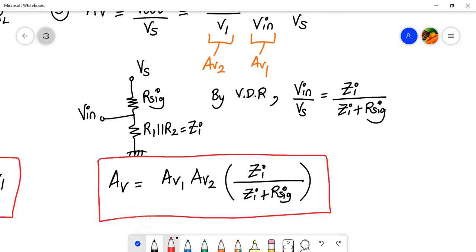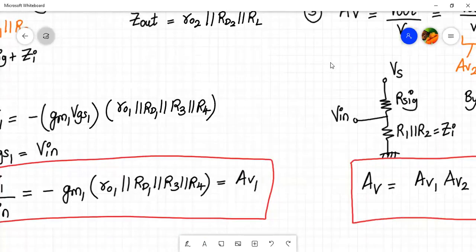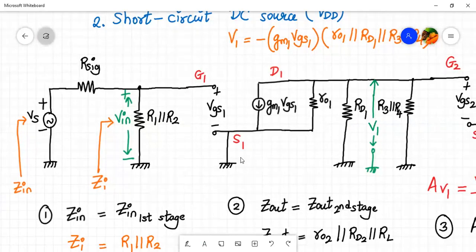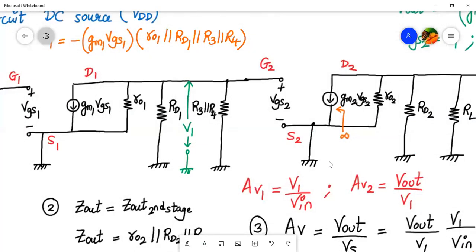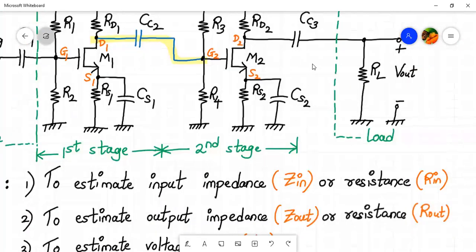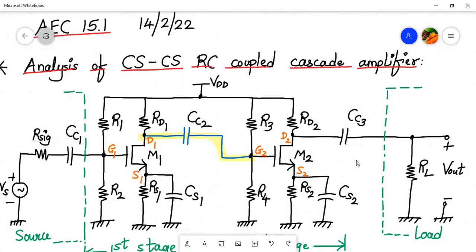RC coupled, common source, RC coupled cascade amplifier, right? If you all have any doubts, you can ask them right now, or else we have completed our objective of calculating the overall voltage gain, input resistance, output resistance for a common source RC coupled cascade amplifier. Okay, so that's all for this session. We have completed the analysis of the common source RC coupled cascade amplifier.